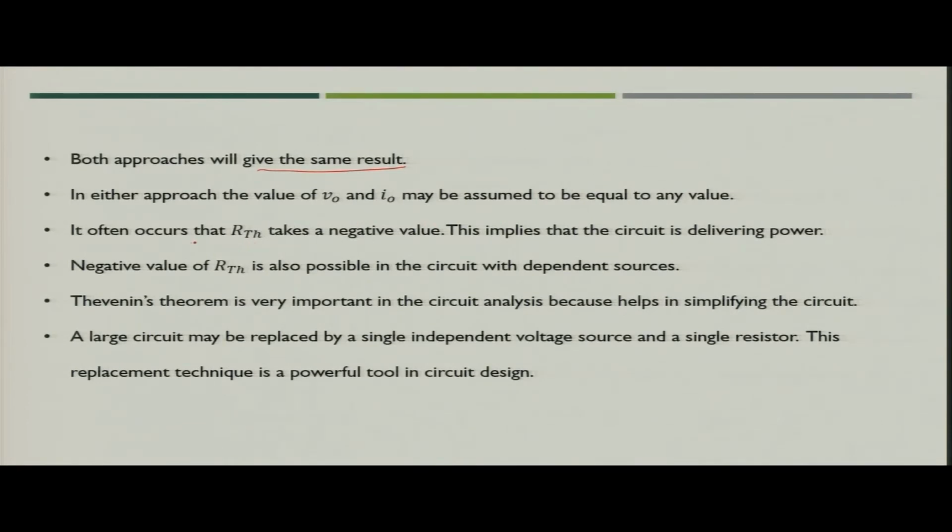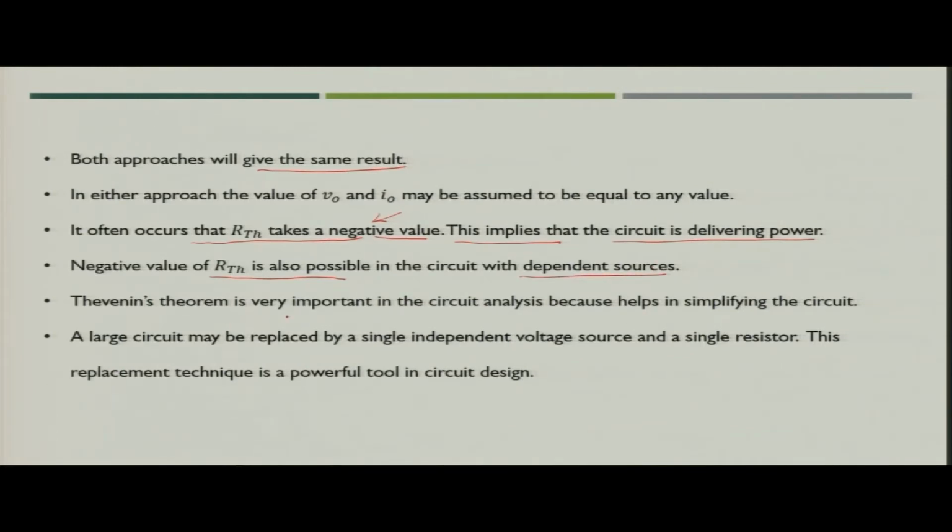Now, it often occurs that the RTH which you calculate will become negative. It implies that the circuit is delivering power. So, you need not worry whether your solution is correct or not if your RTH is negative. Sometimes RTH would be negative, and it is also possible when the circuit is having dependent sources.